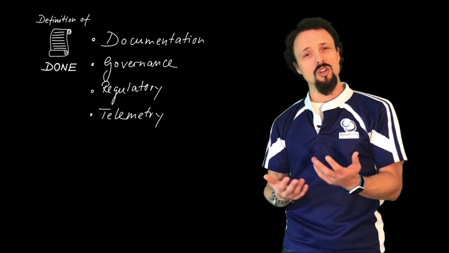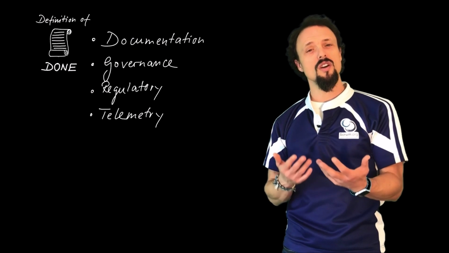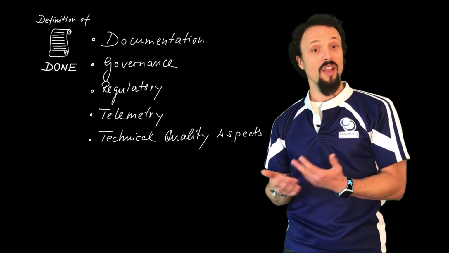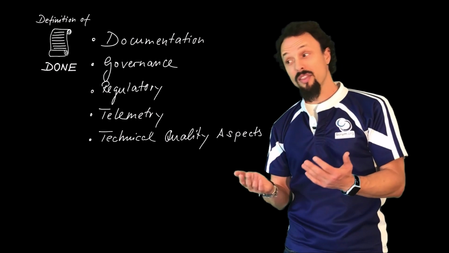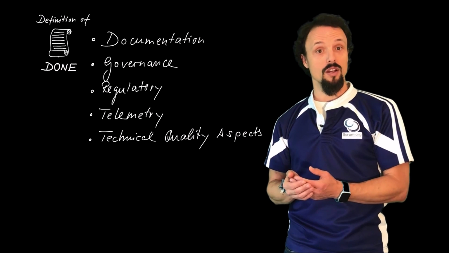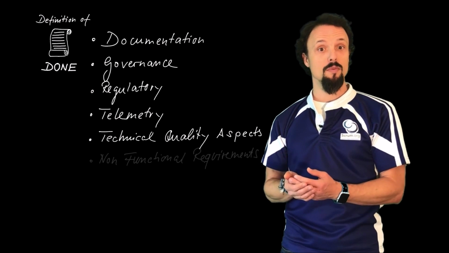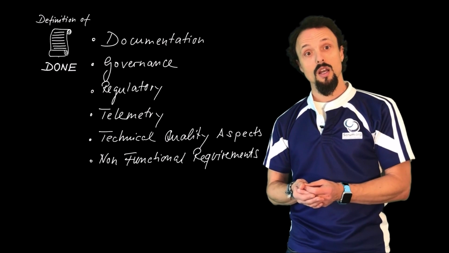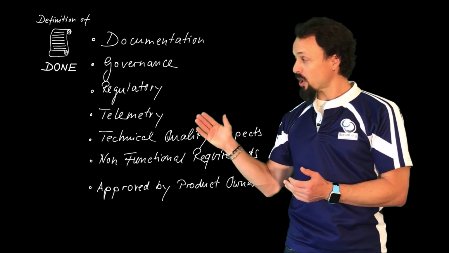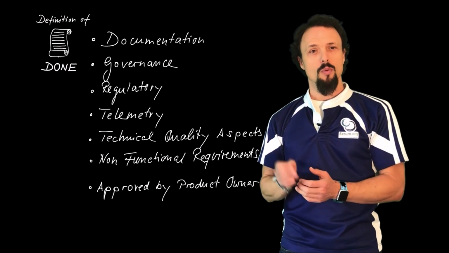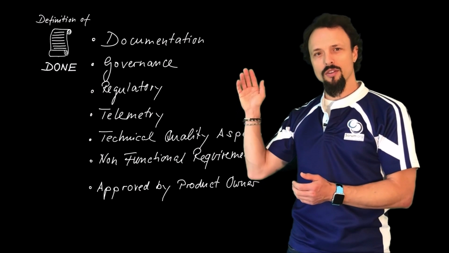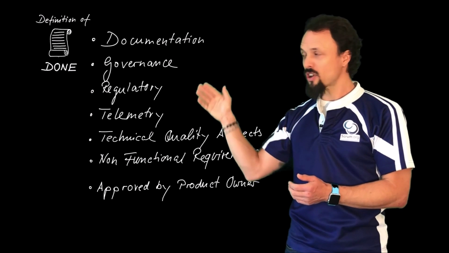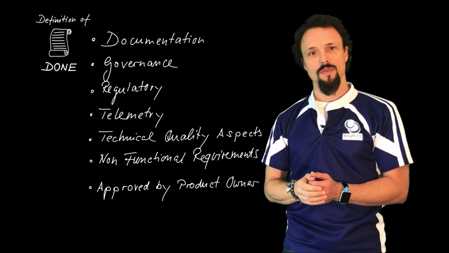Telemetry, how can you measure user behavior changes after releases? Technical quality aspects, either provided directly by the organization, if not by the Scrum team itself, as well as non-functional requirements. Often approved by the product owner as listed explicitly. We don't want the product owner to see the new functionality for the first time at the sprint review.